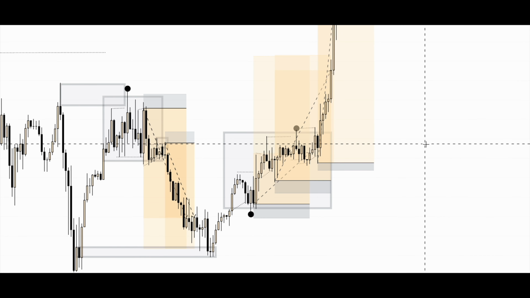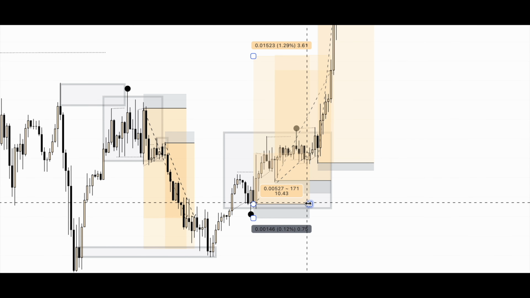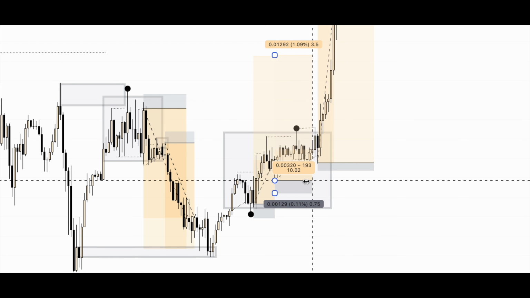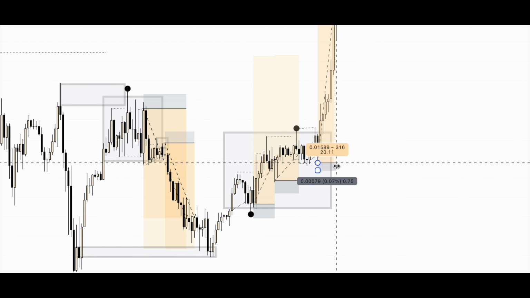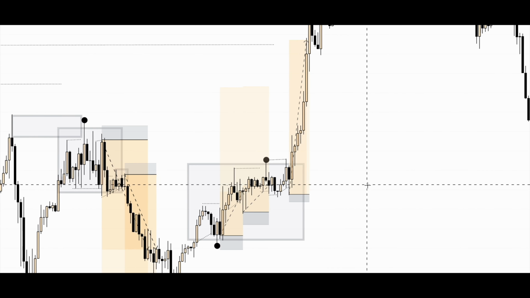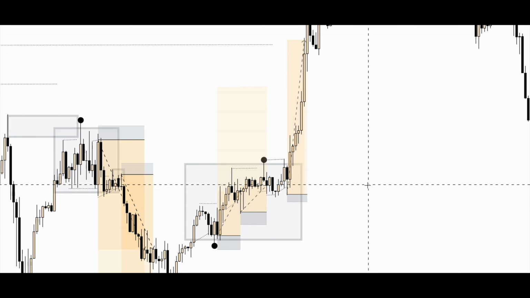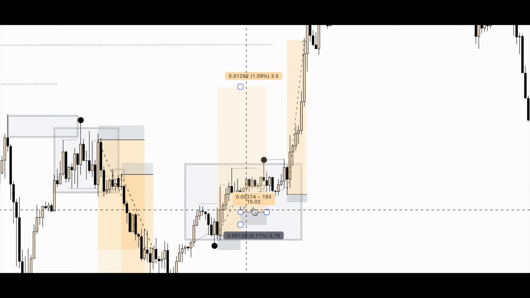Like I said, it's crazy powerful when you understand and you can actually put these ideas, concepts, and strategies into work, into action, and take advantage of this overall manipulation that's happening regularly within these markets.